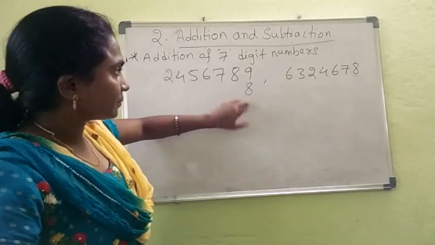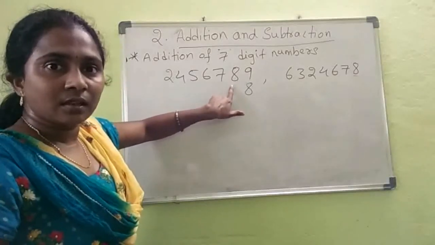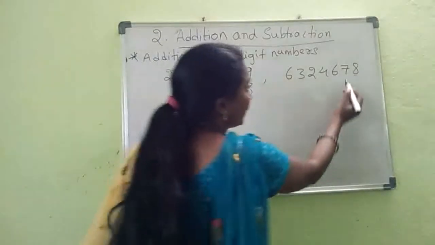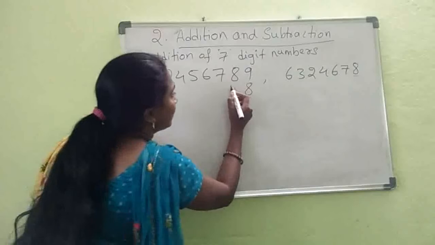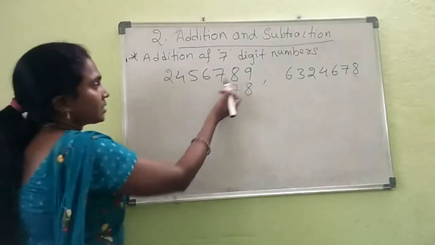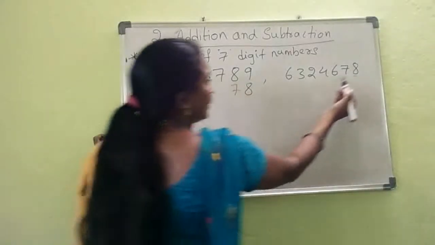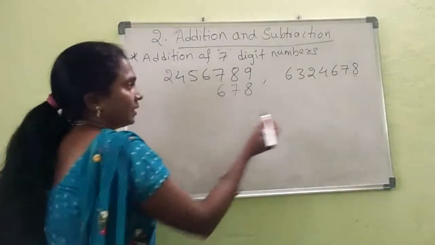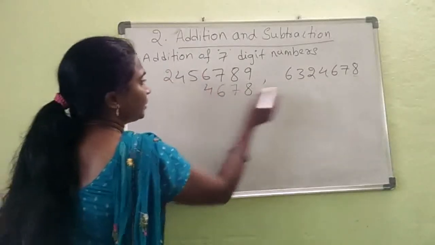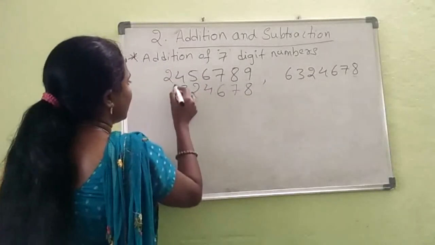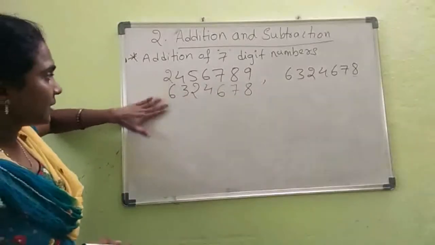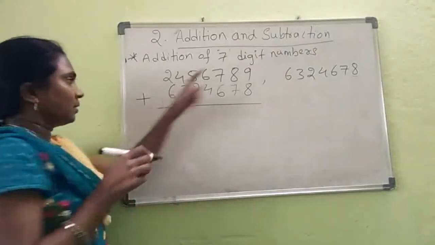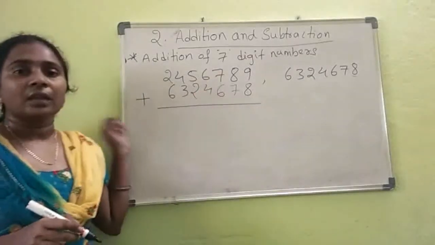Now, in this number, tens place digit is 8, right? Now here tens place digit is 7. That means this 7 should be below the 8 only, okay? Next, hundreds place digit 7. In this number, hundreds place digit is 6. 6 below the 7. Similarly, the same. Next should be the 4, 2, 3, 6. This is the placing of two numbers, right? Before doing the addition. After doing this placing of two numbers, now you will start the addition.